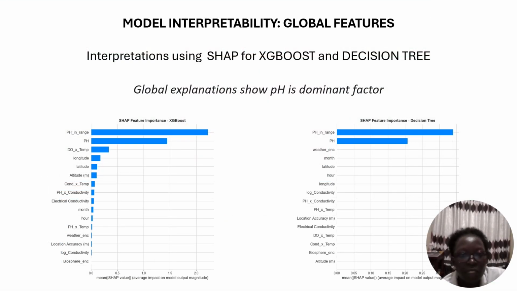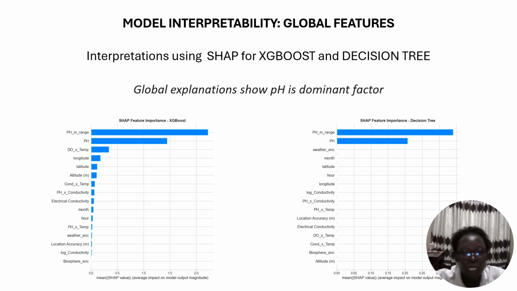I'm Elizabeth again, and I'm going to present findings and recommendations. So for explainability, we use SHAP and LIME. When you look at the global feature importance, this I extracted for XGBoost and for decision tree. So the pH in range and the pH heavily outperformed the other metrics across all the tested algorithms. Meaning the models perfectly recovered the standard FAO water safety threshold of 6.5 to 8.5, and our secondary predictive drivers were log conductivity for salinity risk and then biosphere encoding for regional baseline water chemistry.